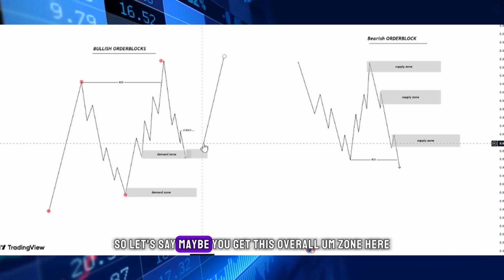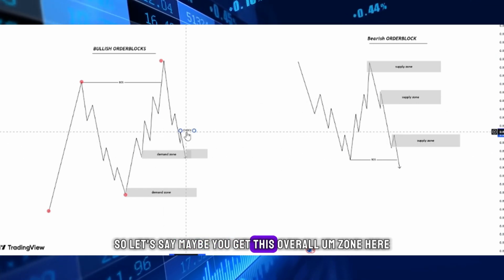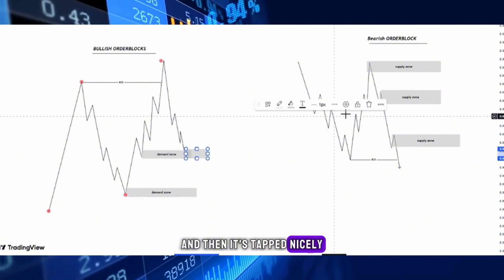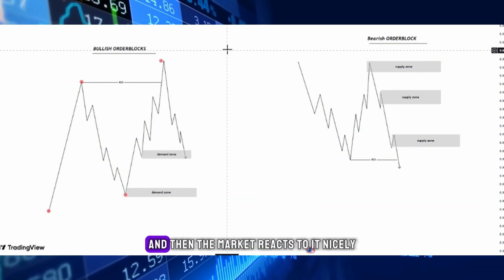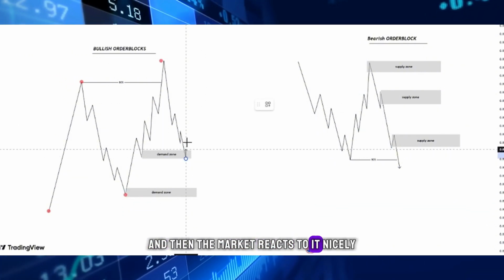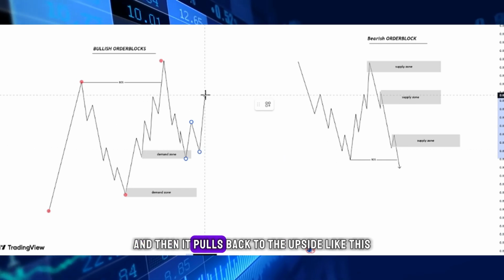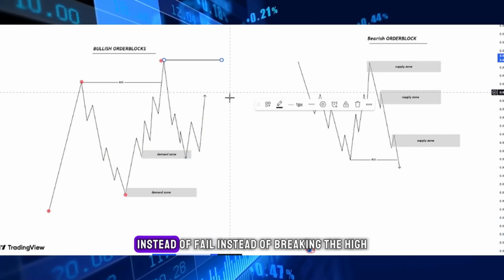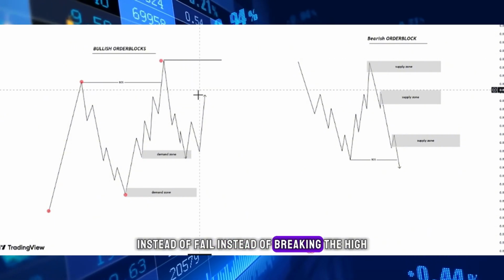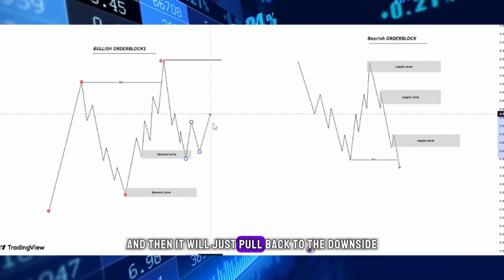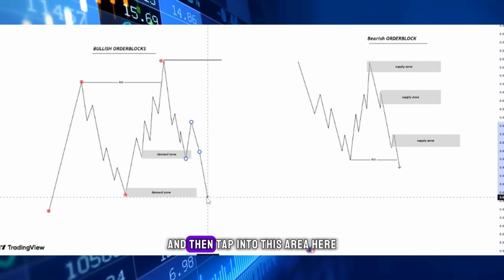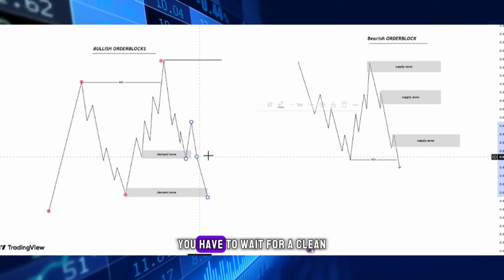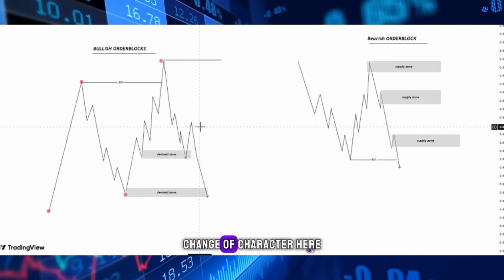So let's say maybe you get this overall zone here, and then it's tapped nicely, guys, and then the market reacts to it nicely, just like that, and then it pulls back to the upside like this, and then fails to break the high. Instead of breaking the high, it fails, and then it will just pull back to the downside and then tap into this area here. So that is why I'm saying that you have to wait for a clean change of character here.